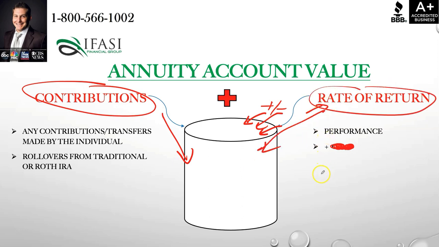A fixed annuity is going to produce a fixed interest rate. An indexed annuity is going to receive an index interest rate. So it's going to either be positive or it's going to be 0%. It's going to gain when the market goes up or that index increases each year, or gain 0% whenever that index goes down.